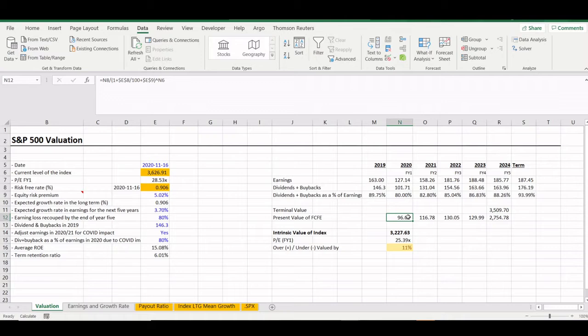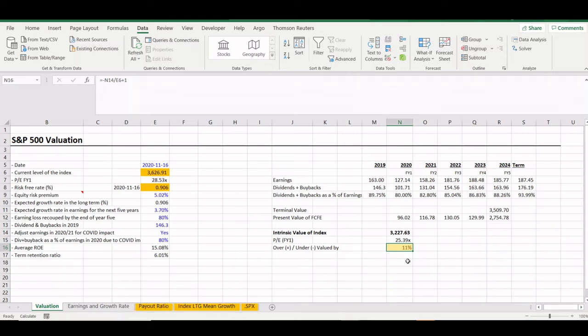And then we can take the present value of all of these cash flows, as you see, and add a cost of equity of 5.202% plus 0.9%, and we come up with the present value, or the intrinsic value, of the index of 3,227. So at this level, and given the current level of 3,600 almost, the index is slightly, by about 11%, overvalued.